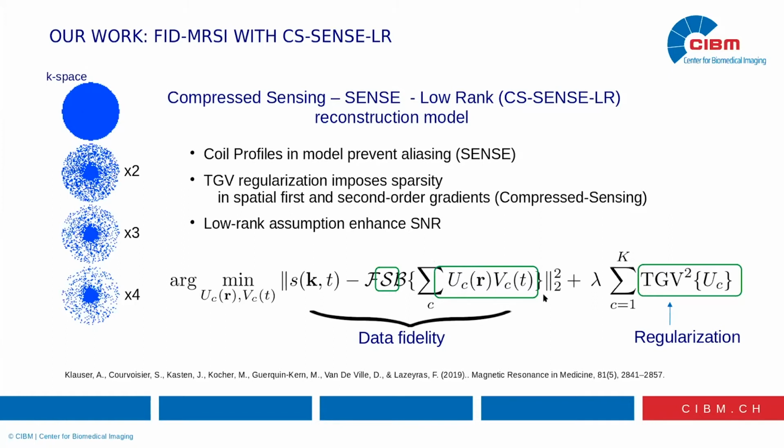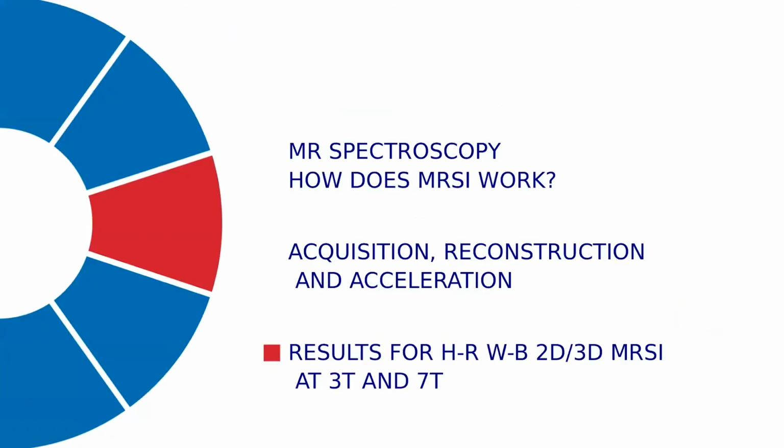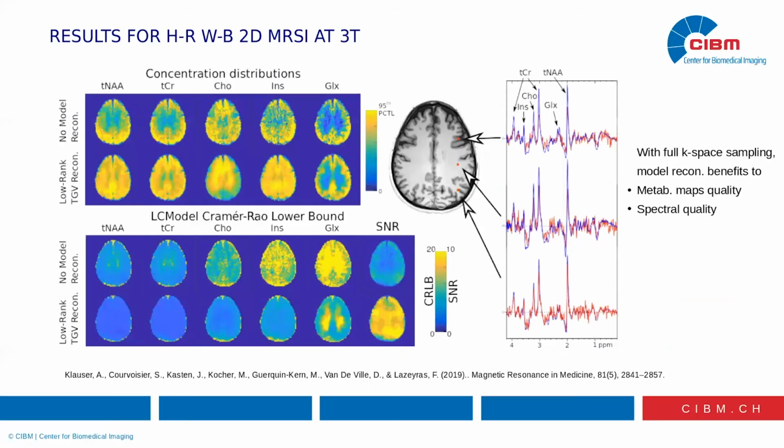I'm not going to go into details, but basically we split the spatiospectral distribution into a finite number of spatial components and temporal components. And based on these three optimizations, the acquisition, the lipid suppression, the K-space sampling, and the reconstruction, I'm going to present the results that we got.